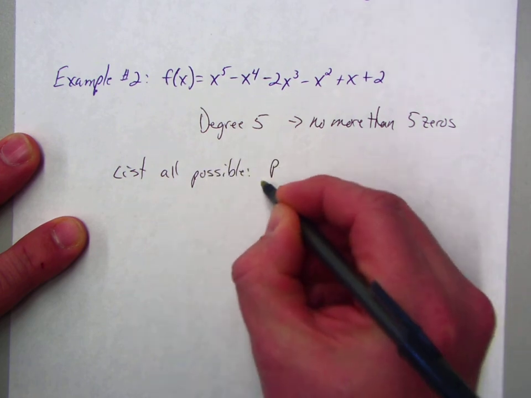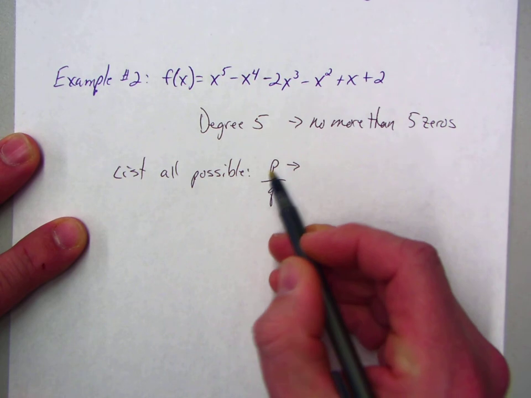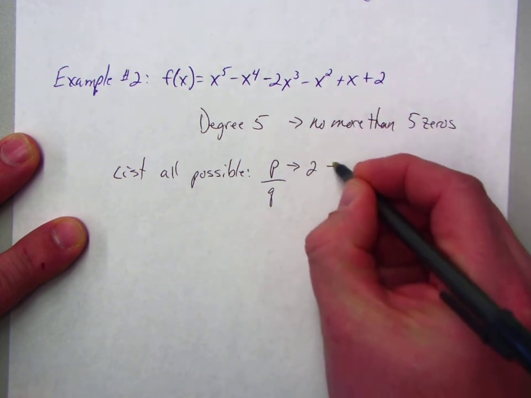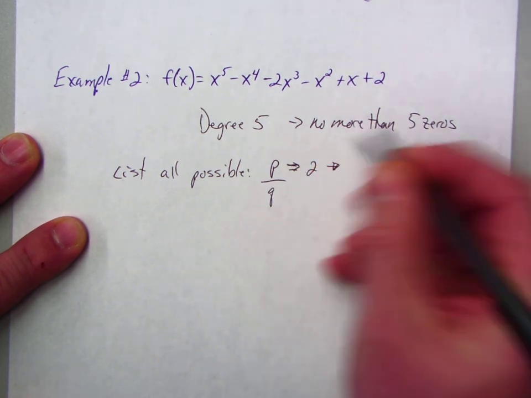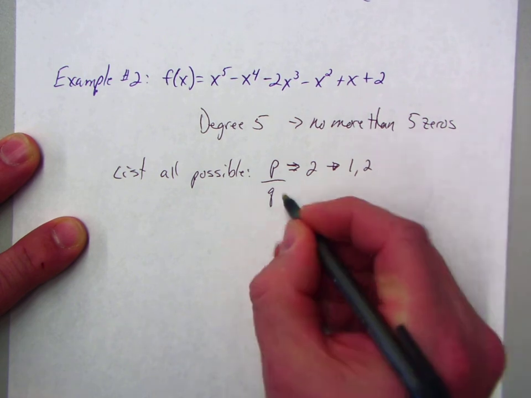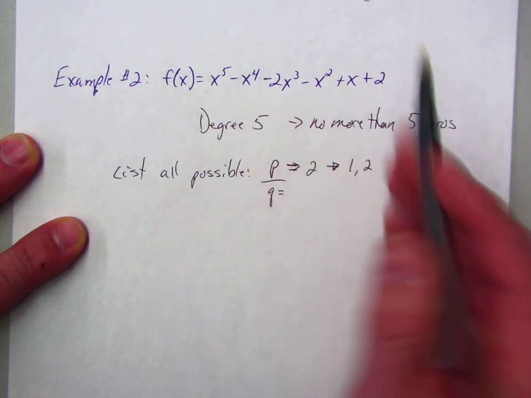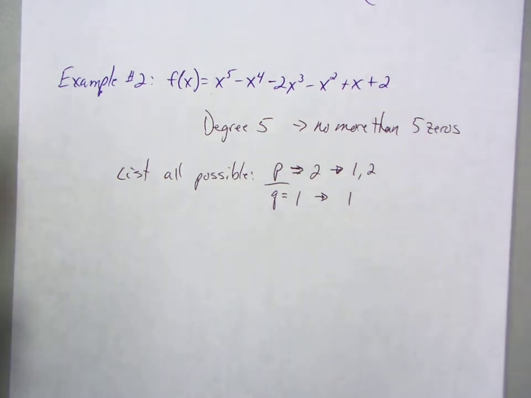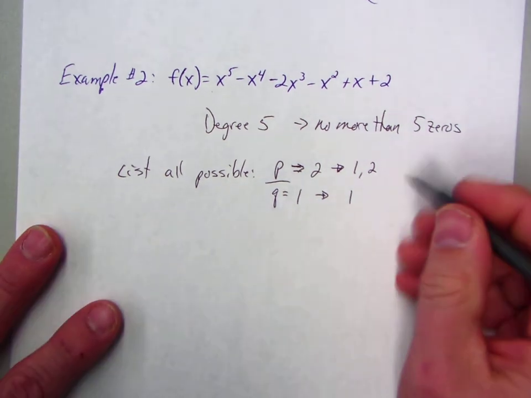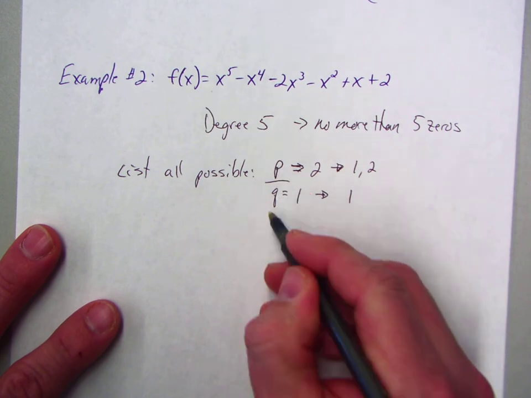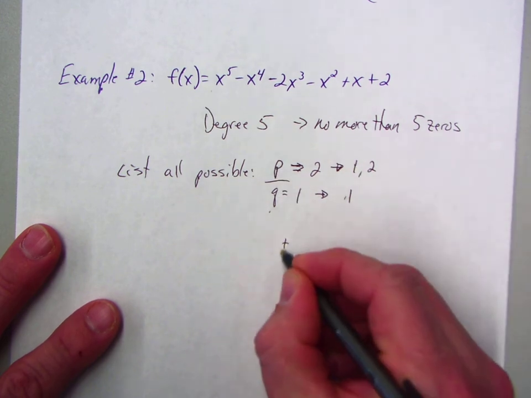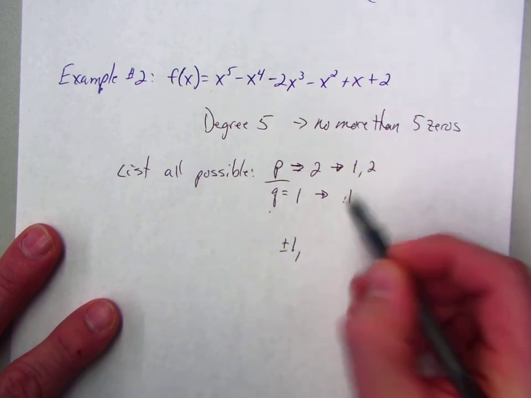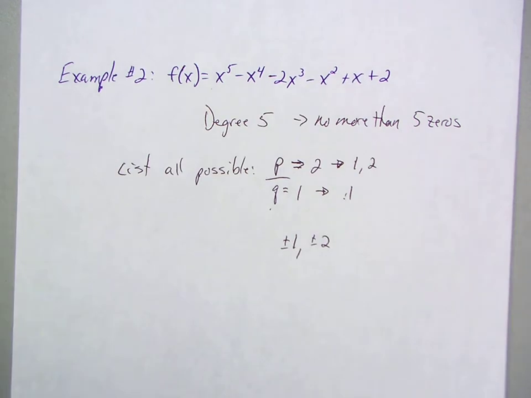So we do the P over Q method. P is the constant, which is 2. Factors of 2 are 1 and 2. Q is the leading coefficient, which is 1. Factors of 1 are 1. So this is nice. Now we do P over Q: 1 over 1 is 1, 2 over 1 is 2.